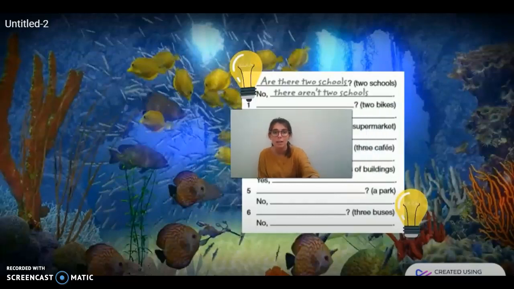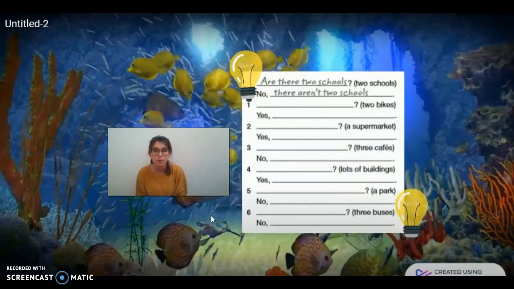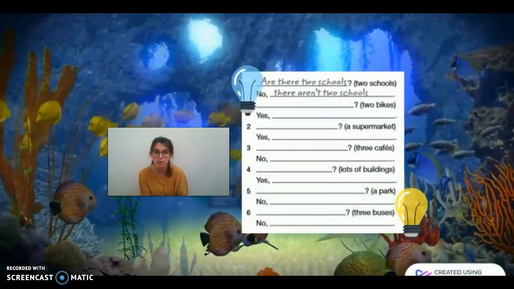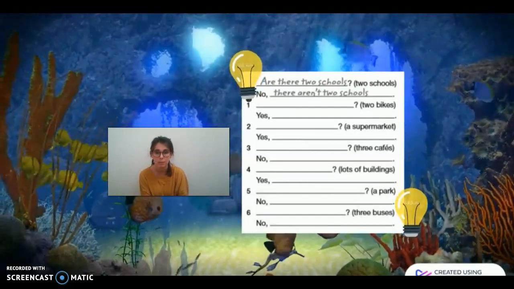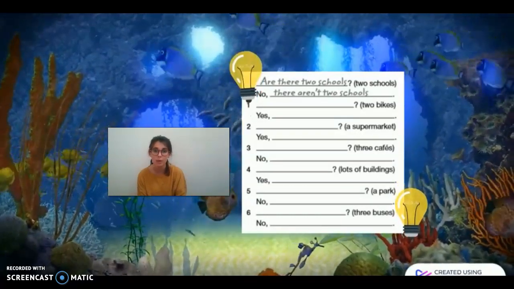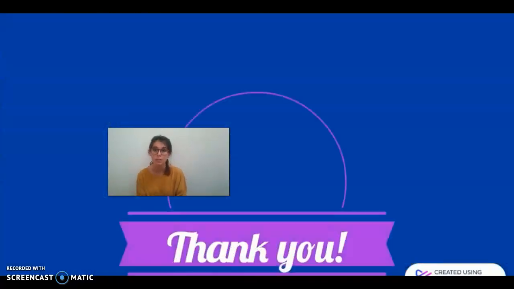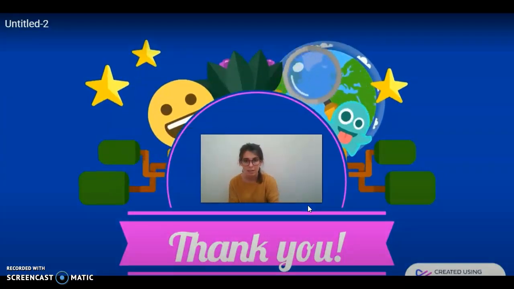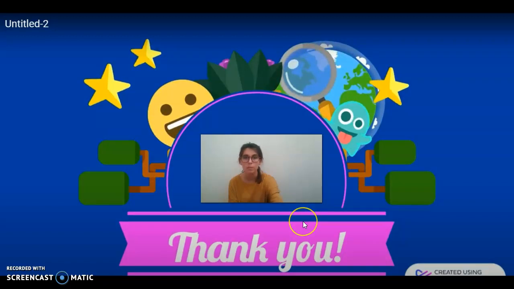Good. And so you have all of these possible questions, items. So in number 2, a supermarket. Then you have 3 cafes in number 3. Number 4, lots of buildings. Number 5, a park. And then 3 buses. So focus on the quantity to be able to answer correctly, okay? And you write the question and then the answer. Remember, everything on the computer.